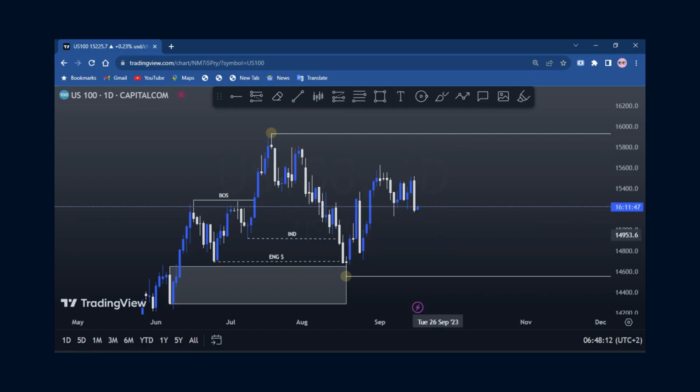Now that's clear. We understand what's going on our 4 hour chart. One thing I want to explain before I proceed to the 4 hour chart is what we call SMT. SMT is smart money trap, right?